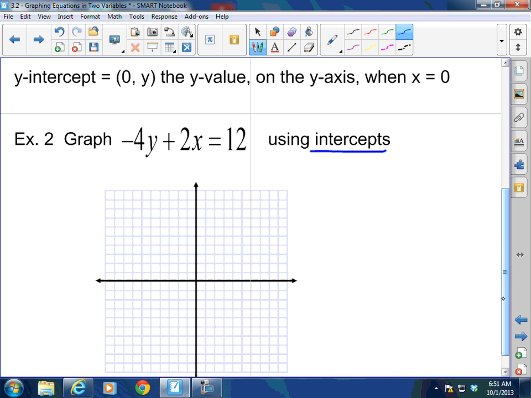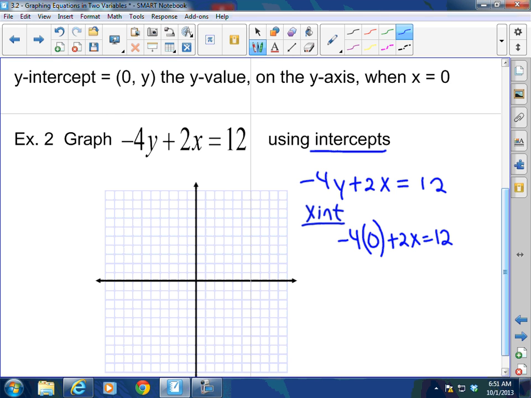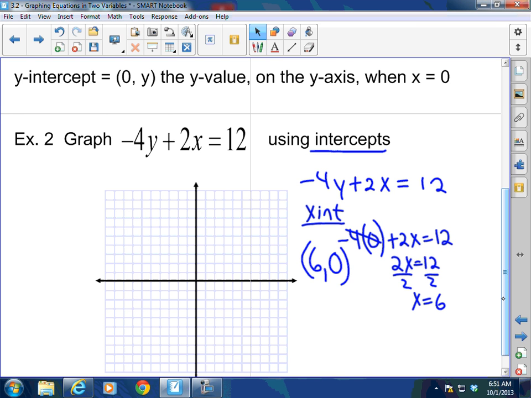How do I do this? Well, I got negative 4y plus 2x equals 12. First thing I'm going to do is find the x-intercept. The x-intercept is the x value when y is 0. So I'm going to make y 0, and I'm going to solve for x. Well, 4 times 0 is 0, so I've got 2x equals 12, divide by 2, x equals 6. So my x-intercept point is (6, 0). That is the x value on the x-axis when y is 0.